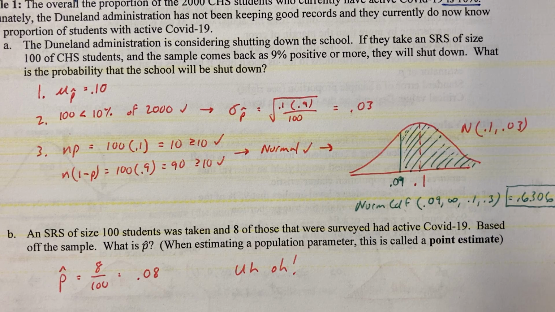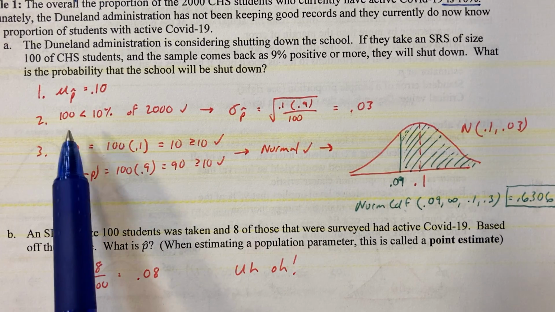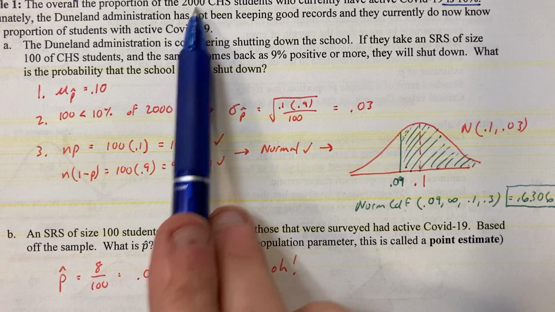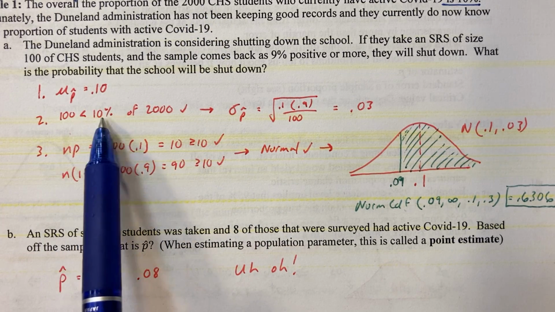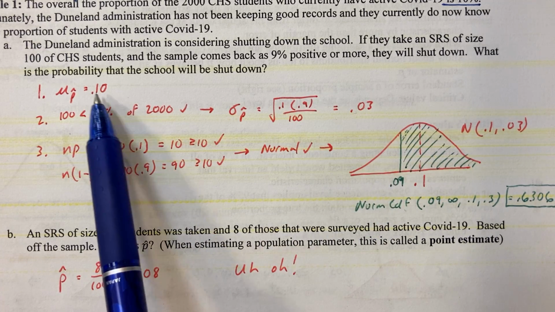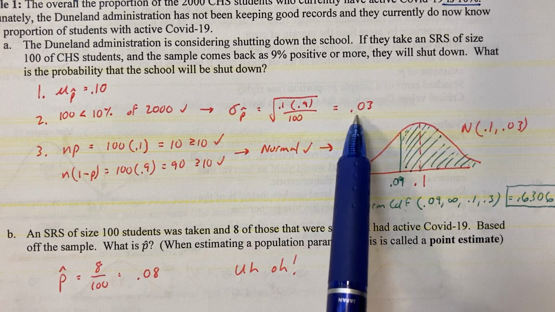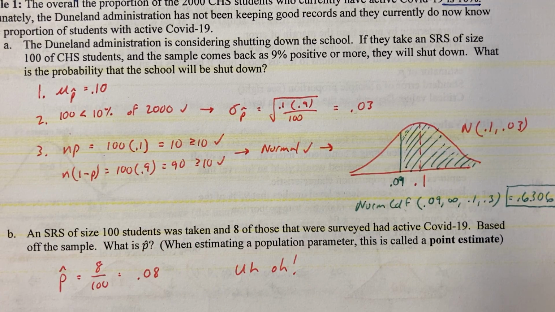Under the assumption of 10% positivity or active COVID, our samples will cluster around 10%. That's what should happen. 100 is less than 10% of 2,000, so check. That means we can find our plus or minus, so our samples should come back clustering around that, plus or minus about that. So in fact, 68% of our samples using the empirical rule should be within 0.03 of 0.10. So the majority of our samples should come back as between 0.07 and 0.13, the majority.